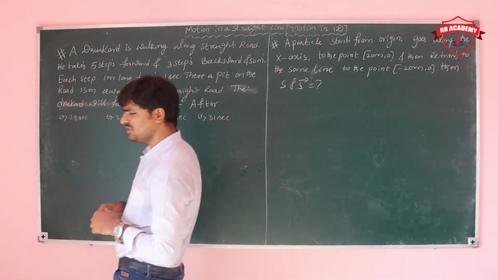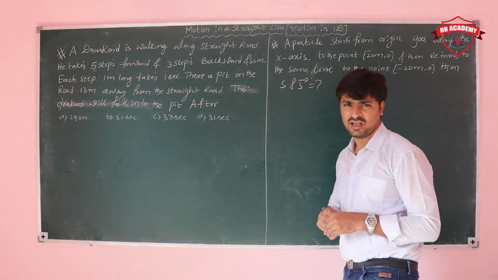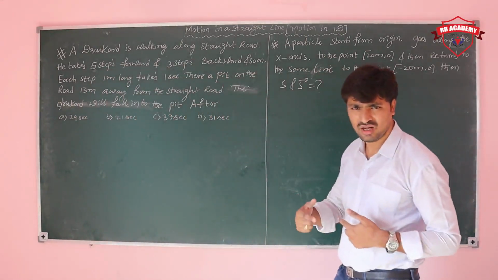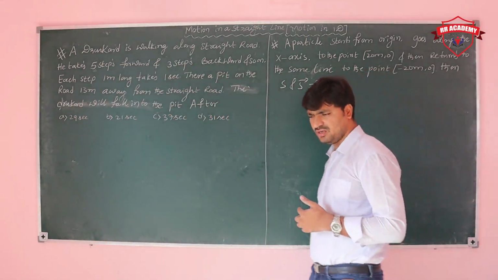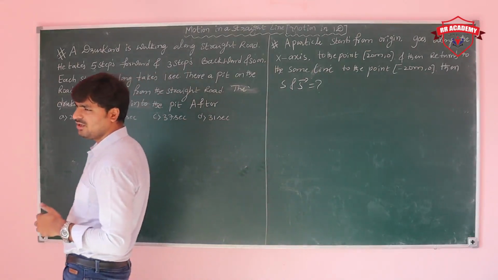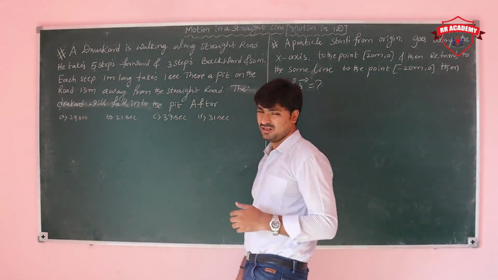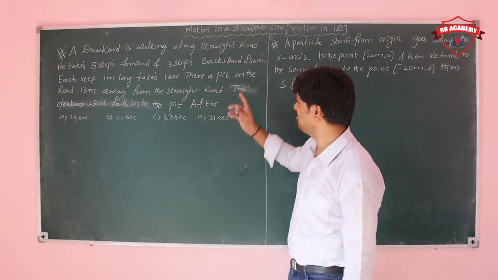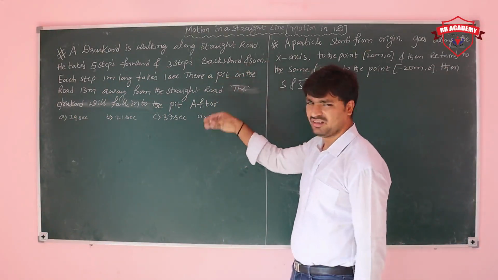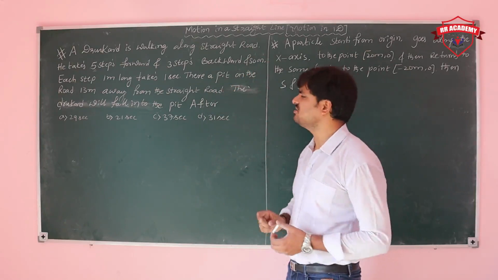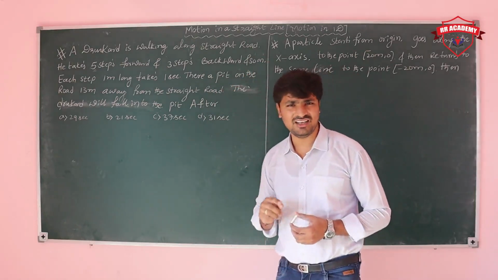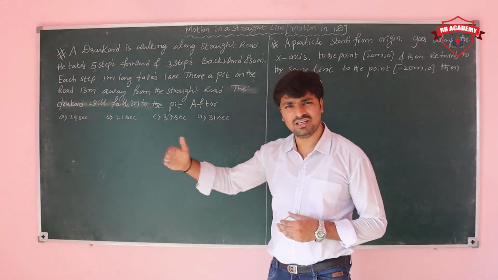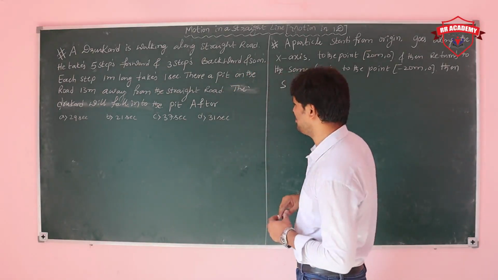And then 3 steps backward. He's going like that only, repeating and so on. 5 steps forward, 1, 2, 3, 4, 5, 3 steps backward. And so on means he's repeating that. Each step is equal to 1 meter long and it takes 1 second of time.